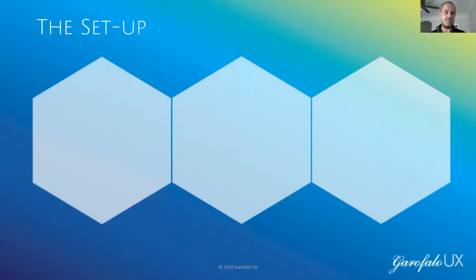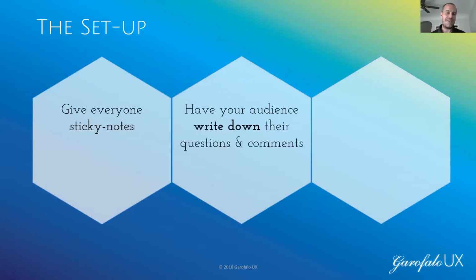Then with the setup, at the beginning of your presentation, make sure that everyone in the room has sticky notes. In my opinion, you can never have enough sticky notes, but at least make sure that they have a piece of paper and a writing utensil. Then ask your audience to write down any of their questions or comments as you give your presentation. You could even list slide numbers in each of your slides and then allow them to write down the corresponding slide number with their question or their comment.